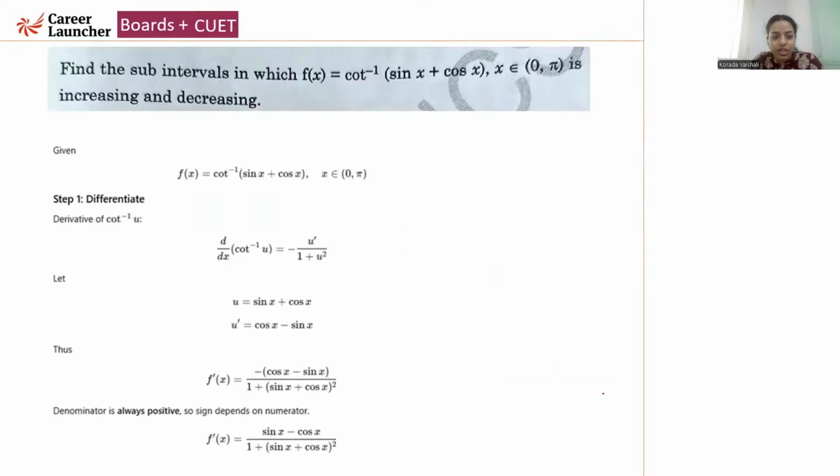Now let's move on to question number 33. Now this question is based on increasing, decreasing. So यहाँ पे हमें function given है cot inverse sin x plus cos x. Now what you are going to do is differentiate both sides. So making use of the basic definition की cot inverse u का differentiation क्या है, and then what is the function u itself, क्योंकि यहाँ पे chain rule लगेगा.